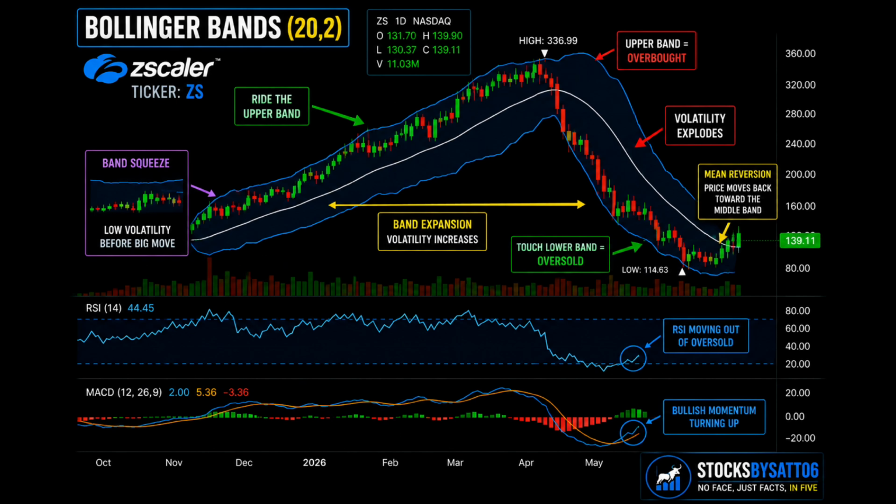So the next time you pull up a chart, add Bollinger Bands and start watching how stocks interact with those upper and lower guardrails. You'll be surprised how much insight they provide.